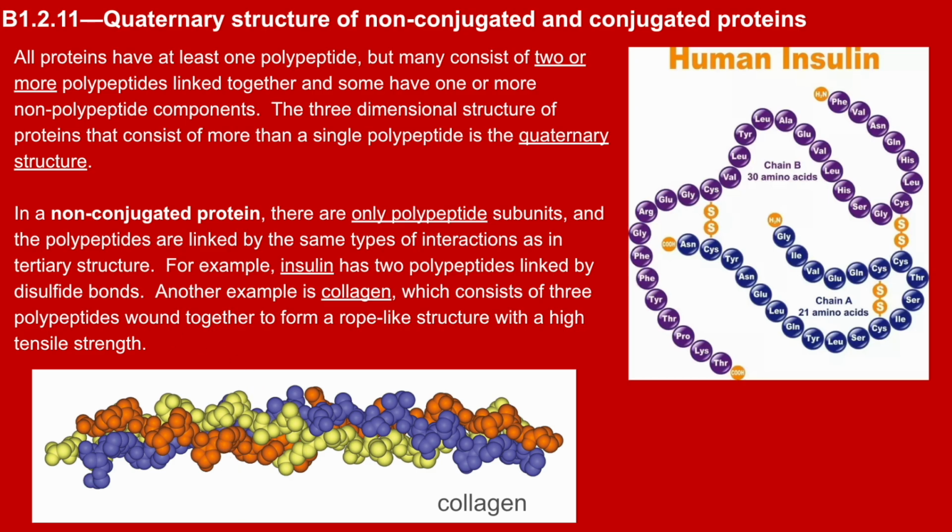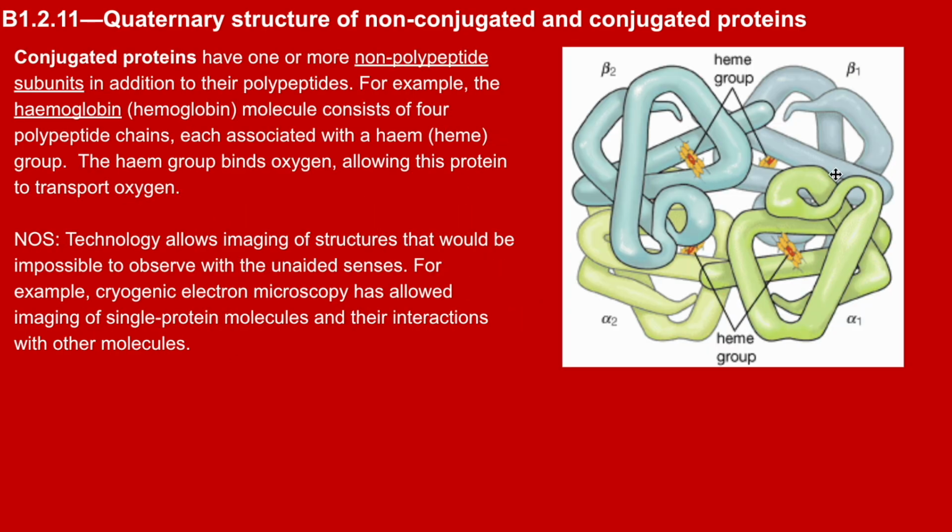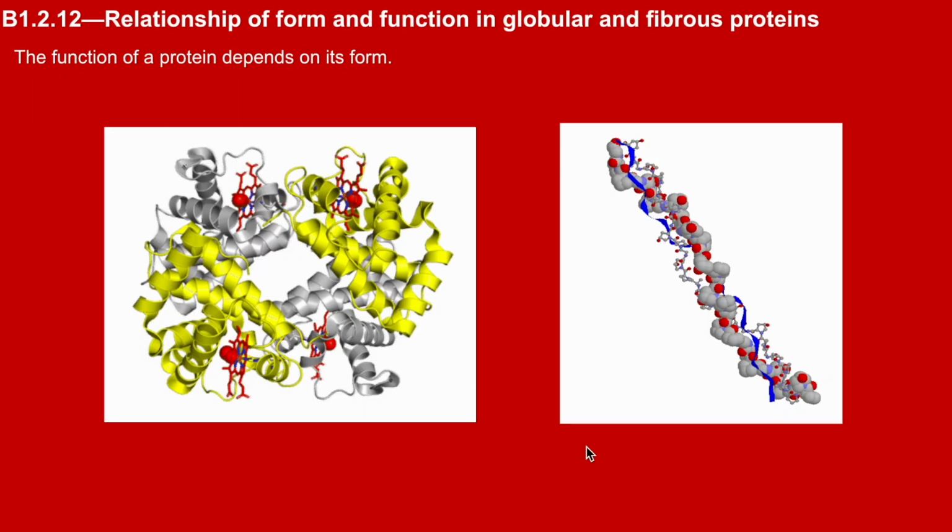In contrast, we also can have conjugated proteins, which can be made up of non-polypeptide subunits. This is an example of hemoglobin. It's made up of 4 polypeptides, so it has this quaternary structure, but it's also conjugated because it has these heme groups that are going to be carrying the oxygen as that hemoglobin is in a red blood cell traveling around the body.